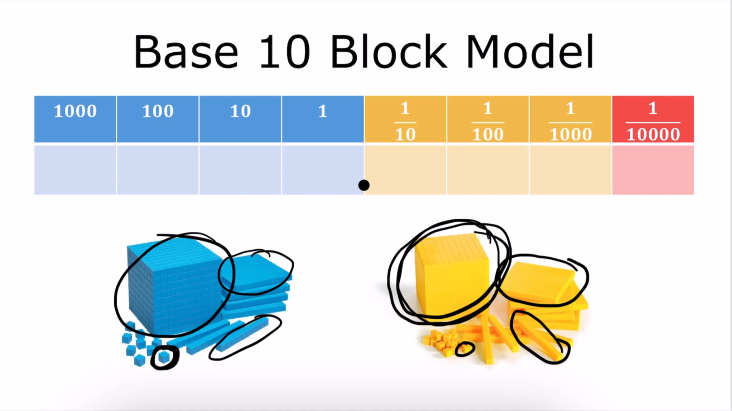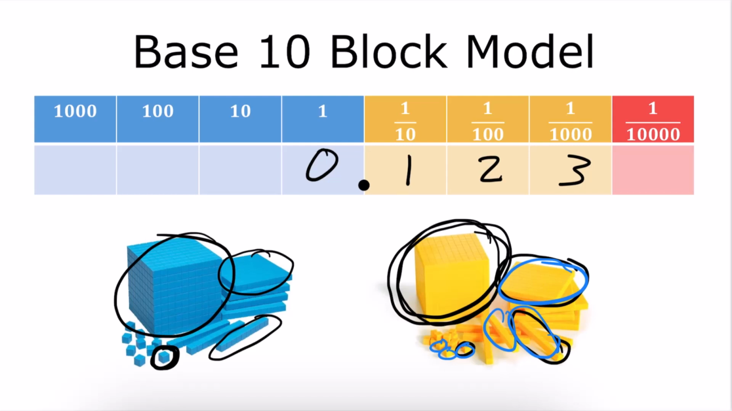The block model is also really awesome because it makes it really easy to see why a decimal like 0.123 is read as 123 thousandths. Because if you have one plate block and two rod blocks and three of these small cubes, then you can say that that's the same thing as having 123 of the small cubes, which are the thousandths. So three-dimensional blocks are probably my favorite way to represent decimals.